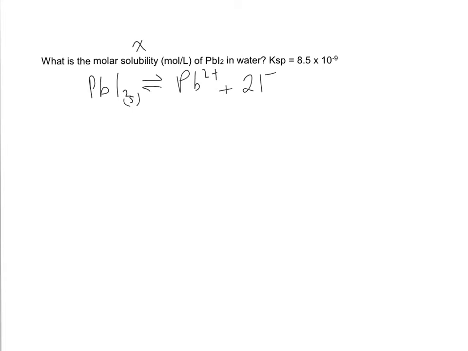So what do we have to do here to set this up? What do we need? That's right, we need an ICE table. So basically what we do is set up an ICE table. We don't need to worry about the solid because it's not part of our K expression. But initially, we have 0 products. Then they go through the change, so plus x and plus 2x. So at equilibrium, 0 plus x is x, 0 plus 2x is 2x.